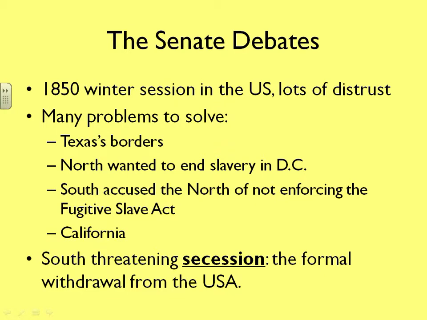And in the 1850 winter session of Congress, there's a lot of issues and a lot of distrust. Texas borders: there's a dispute over where their borders end, and the borders of New Mexico and Utah, the new areas coming in from Mexico. The North is strongly opposed to slavery in the capital city, and that's a long burning issue. They want that resolved. The South accused the North of not enforcing the Fugitive Slave Act. The number of runaway slaves is increasing, and then California. And the South, as we said, is threatening to leave.